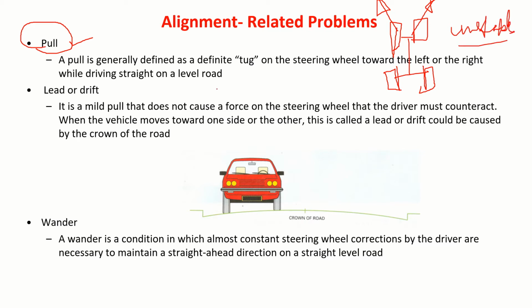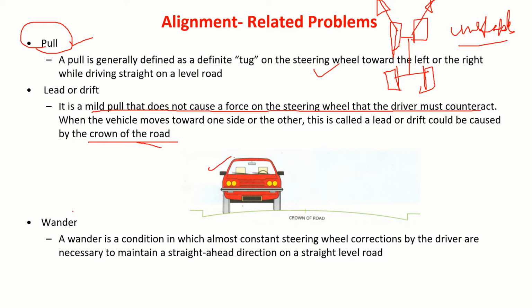Correct? That is a basic problem. Suppose you are running on a cambered road or a road with a crown and all that. It may start drifting. What does drifting mean? It's a mild pull that does not cause a force on the steering wheel that the driver must counteract. When the vehicle moves towards one side or the other, this is called lead or drift, and it could be caused by the crown of the road, etc.